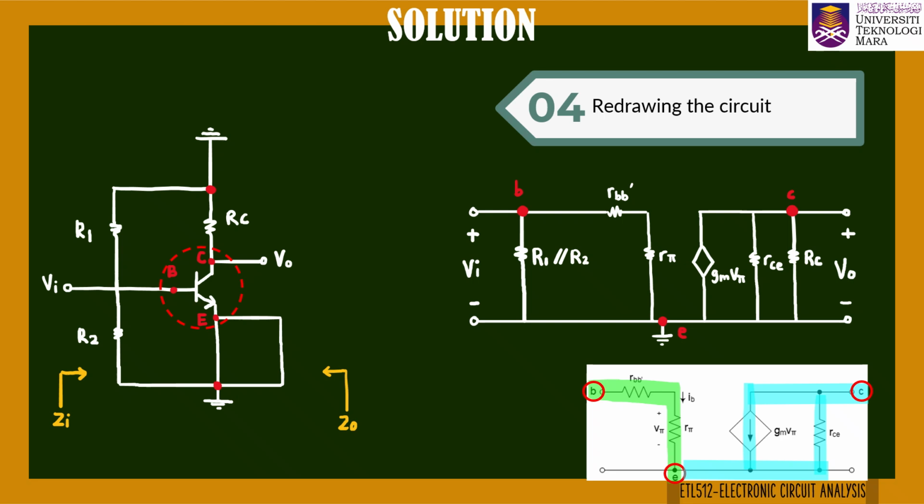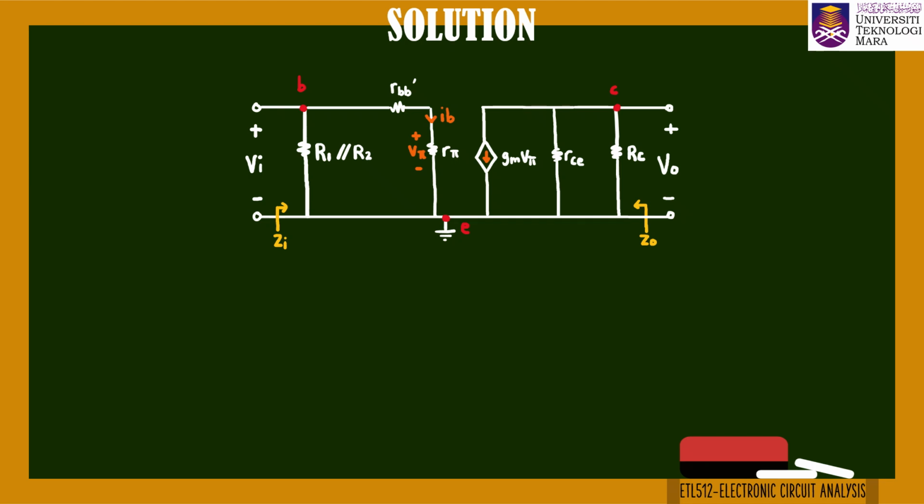Finally, don't forget to label the input current IB, the voltage Vpi, and direction of dependent current source GMVpi. Label the input impedance Zin and output impedance Zout. Now, the AC equivalent circuit is complete. Let's move on to the calculation.